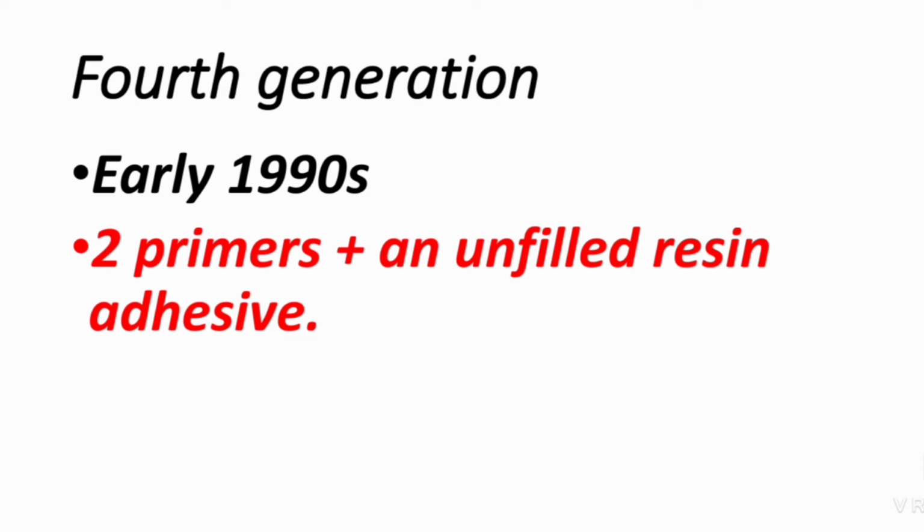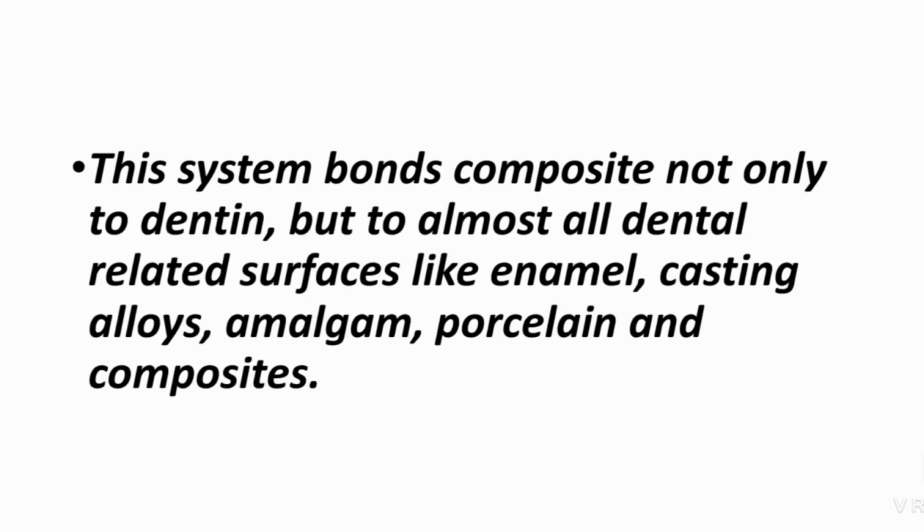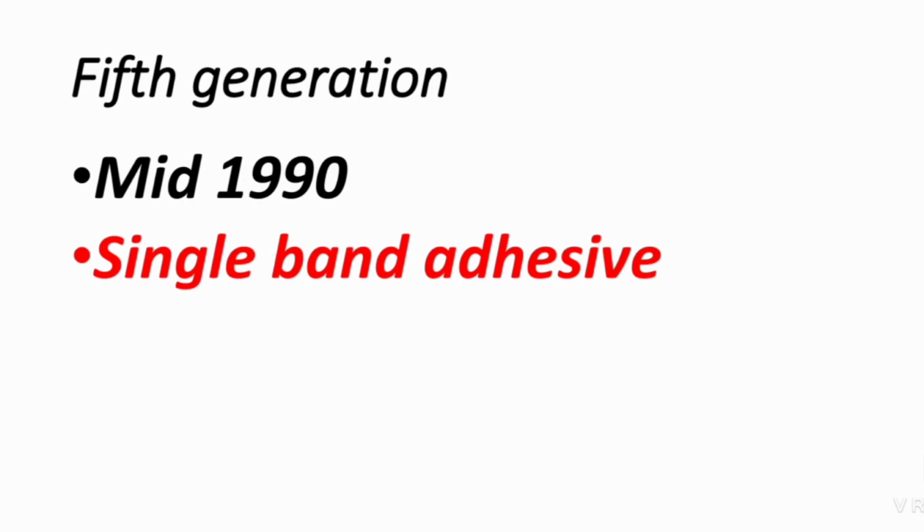Here comes the fourth generation. It was used during the early 1990s. It consists of two primers and an unfilled resin adhesive. This system bonds composite not only to dentine but to almost all dental related surfaces like enamel, casting alloys, amalgam, porcelain, etc.